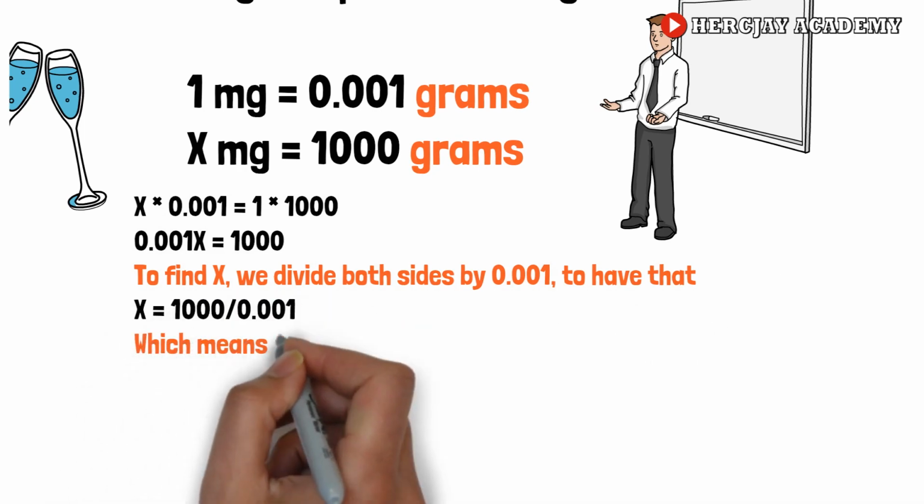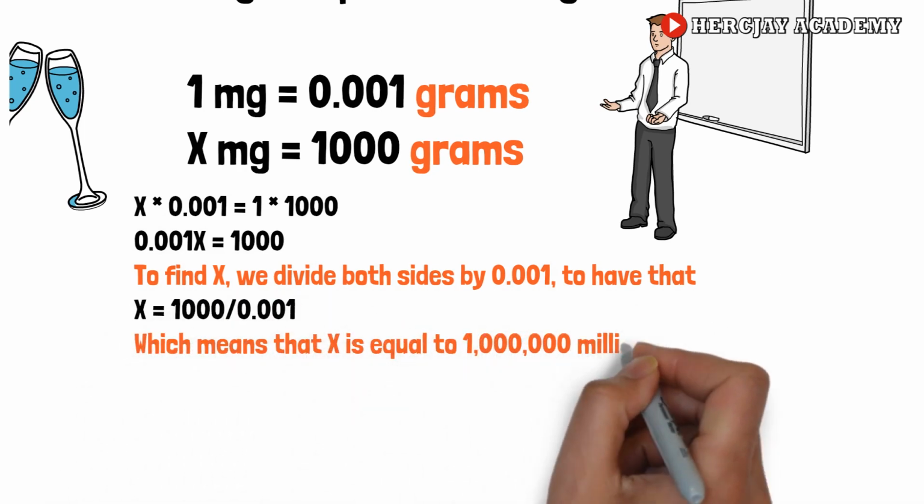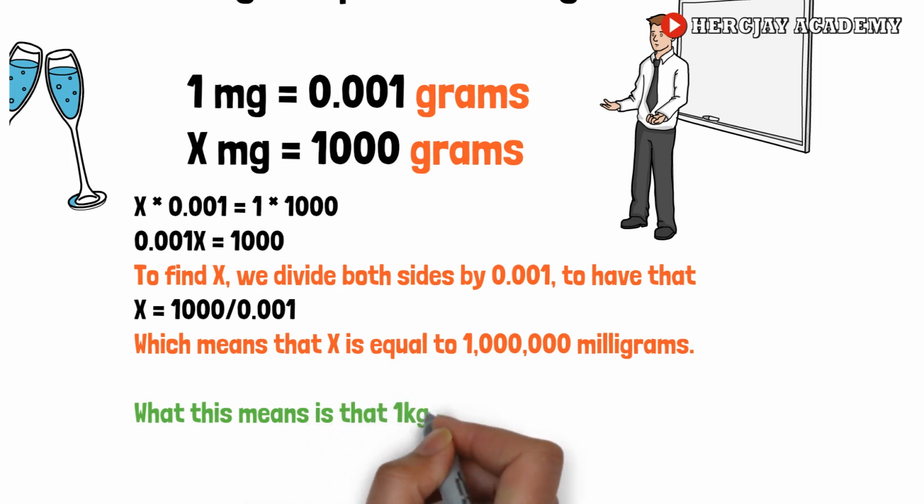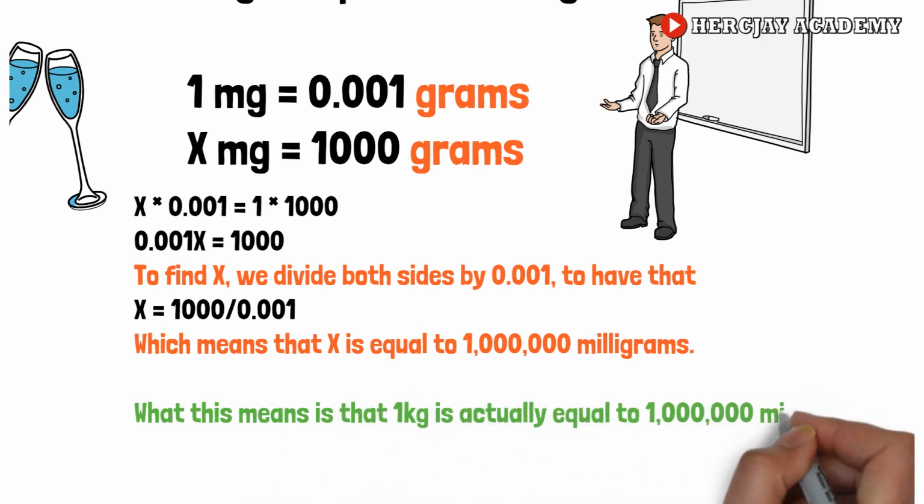0.001x is equal to 1000. To find x, we divide both sides by 0.001 to have that x is equal to 1000 over 0.001, which means that x is equal to 1 million milligrams. What this means is that 1 kilogram is actually equal to 1 million milligrams.